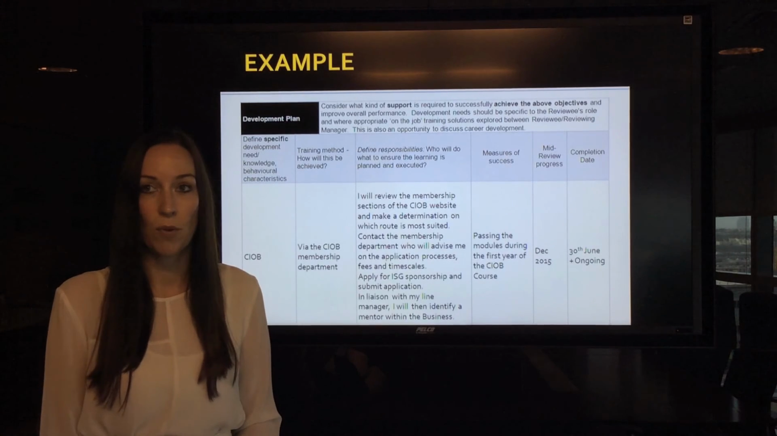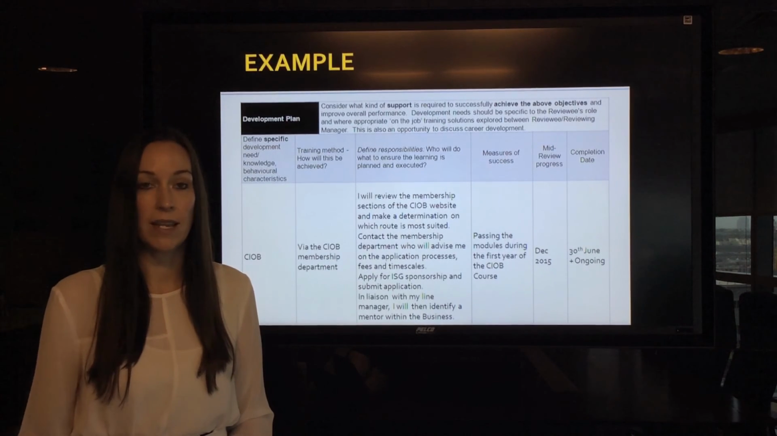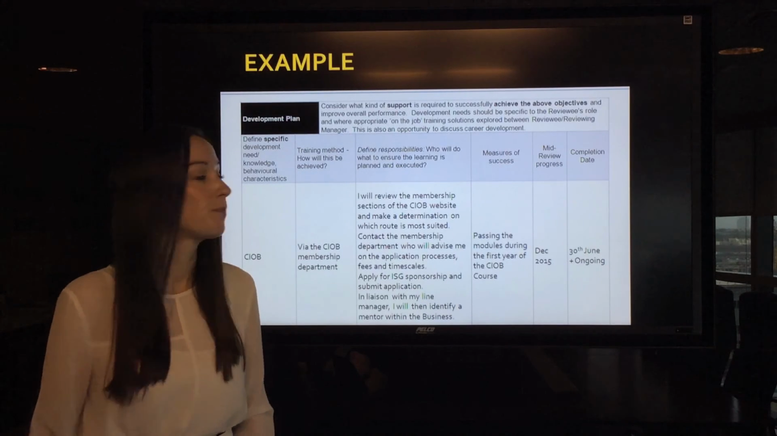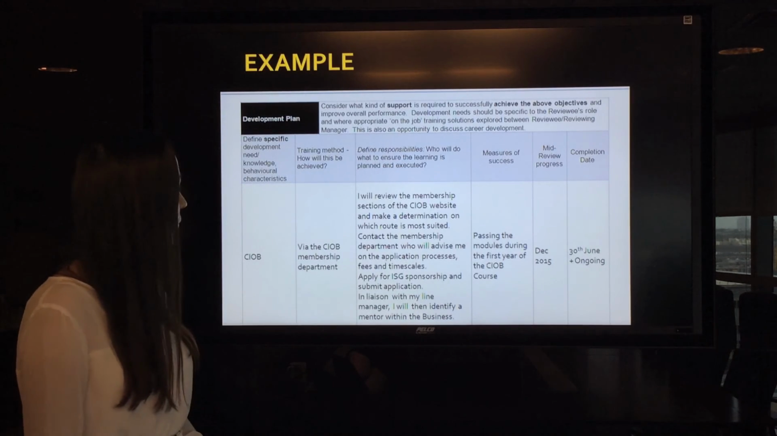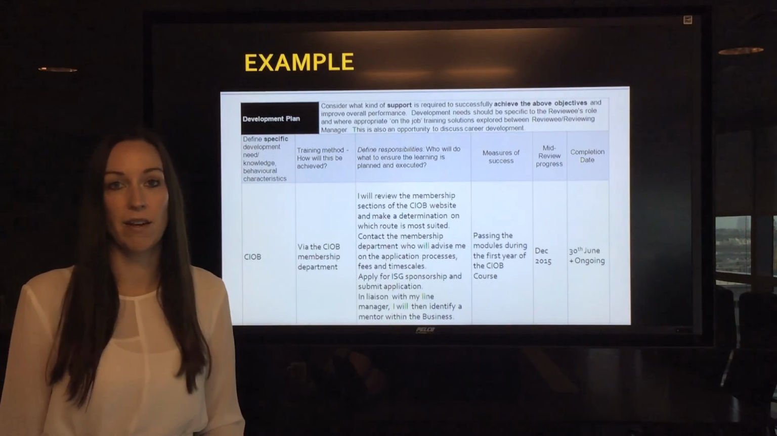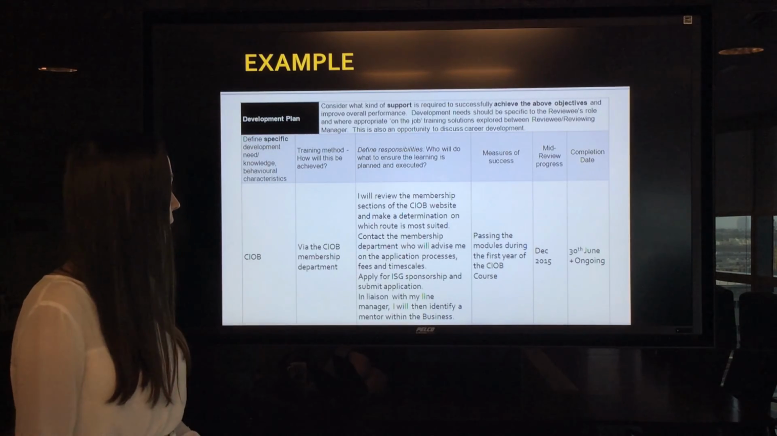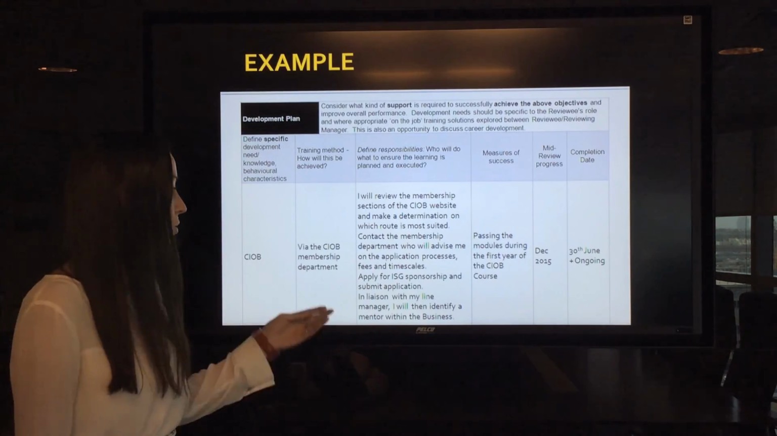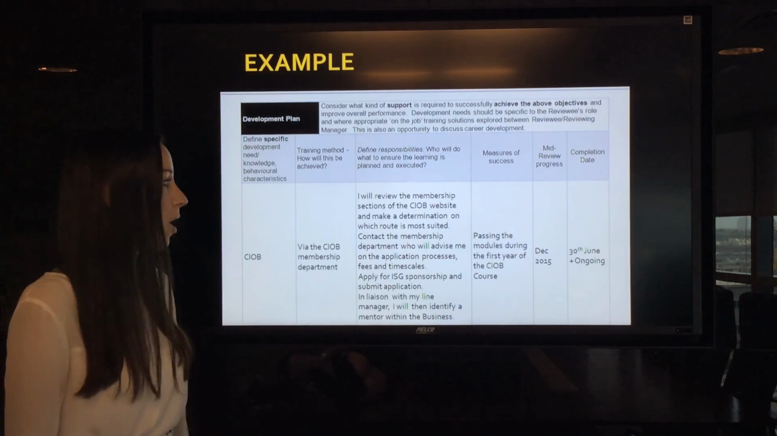Now, this is an example of where we can see what an objective is like that has been set. This objective is for somebody to obtain their CIOB qualification. Okay, so it's specific. How will this method be achieved? It will be achieved through the CIOB membership department.